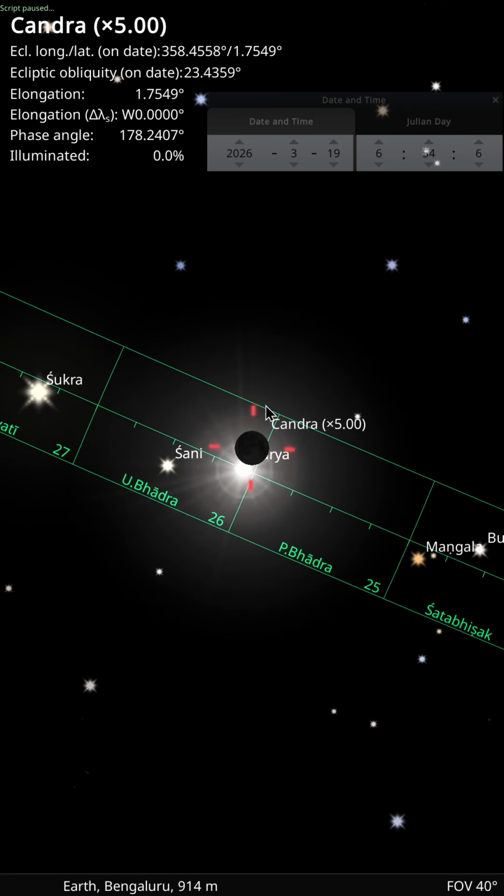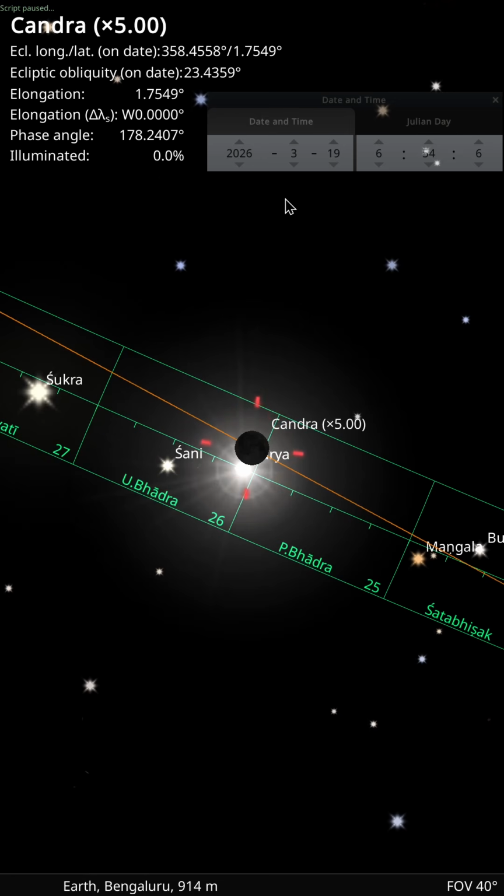and I am showing you the Amavasya. Elongation of the moon is 0 degrees. This was on March 19th, 2026. You have already seen this before. But I am going to show you a slightly different perspective this time.